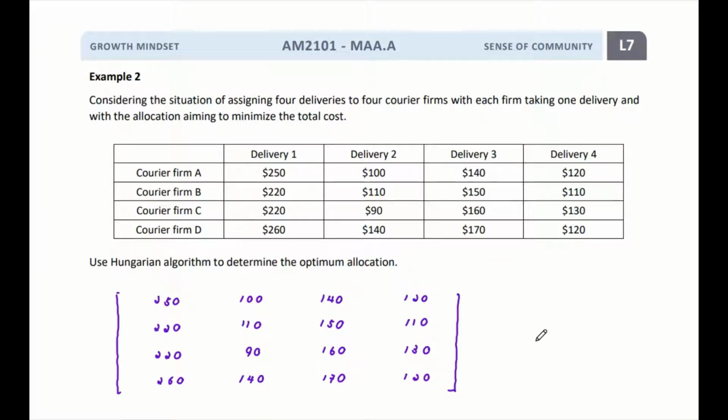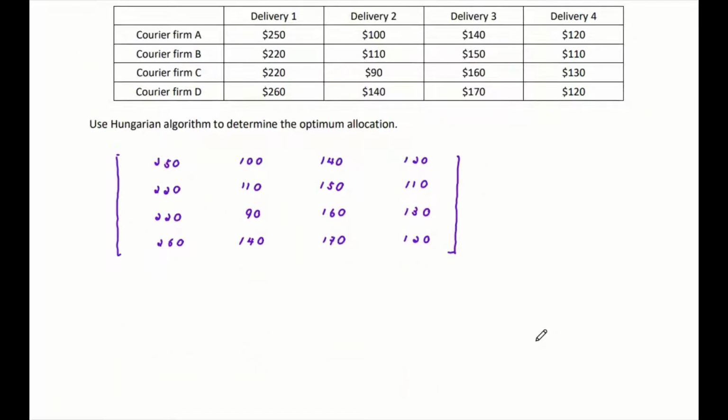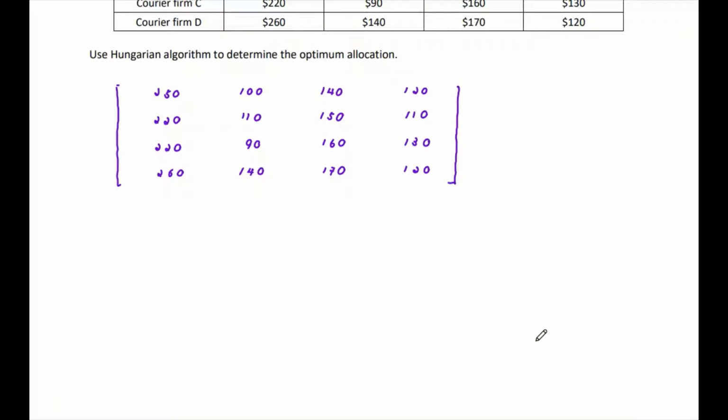All right, so after we have written it down in a matrix form, now we can start our steps here. Remember, the first one, we need to do our row reduction first. So find out what is the smallest number in each row, then we subtract the smallest number from the other elements in the same row. So 250, 100, 140, 120. The smallest number is 100. So minus, minus, minus, and minus. All right, second row, smallest number is 110. So each number minus 110.